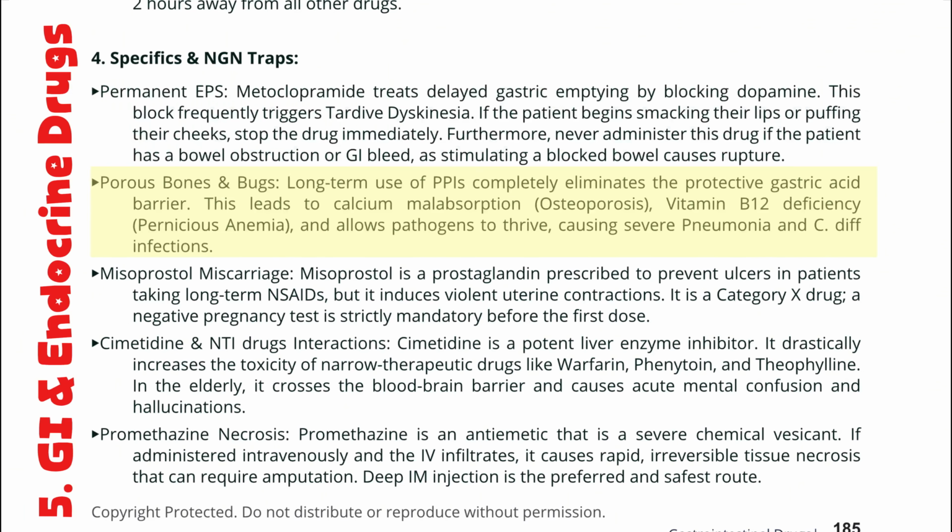Long-term PPI use strips away the stomach's protective acid barrier entirely, opening the door to osteoporosis, B12 deficiency, pneumonia, and C. diff. Misoprostol is category X. A negative pregnancy test is mandatory before that first dose. Cimetidine is a potent liver enzyme inhibitor. It spikes levels of warfarin, phenytoin, and theophylline, and it commonly causes confusion in elderly patients. If promethazine infiltrates through an IV, it causes irreversible tissue necrosis. Deep IM is always the safer route.